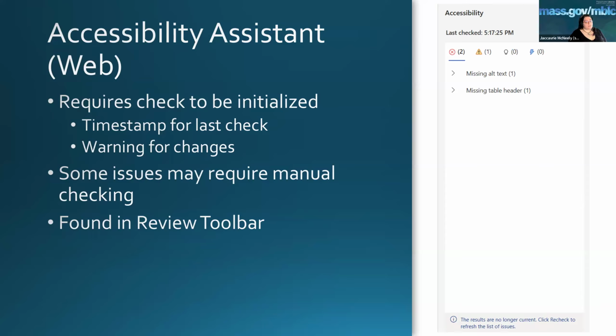And again, you're having to do that manual rechecking here with alt text, with heading levels, anything that it's not quite smart enough to know to check those things. And this is found in the review toolbar. You don't have that handy bottom bar like you do in the desktop version, but it is definitely still there.